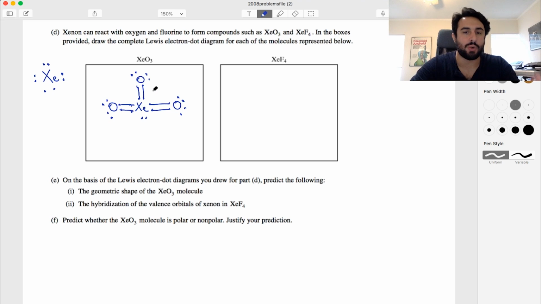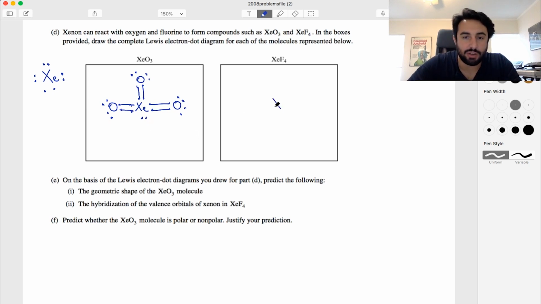Make a note that we do have to show all of these lone pairs. So we want the lone pairs, right? Each oxygen should have 2 bonds and 2 lone pairs. It's got 6 valence electrons, so 1, 2, 3, 4, 5, 6. They have to all be accounted for. So xenon is making 3 double bonds to the 3 oxygens and has 1 lone pair left over. Right? It's got 8 valence electrons. 1, 2, 3, 4, 5, 6, 7, 8. So that is that one.